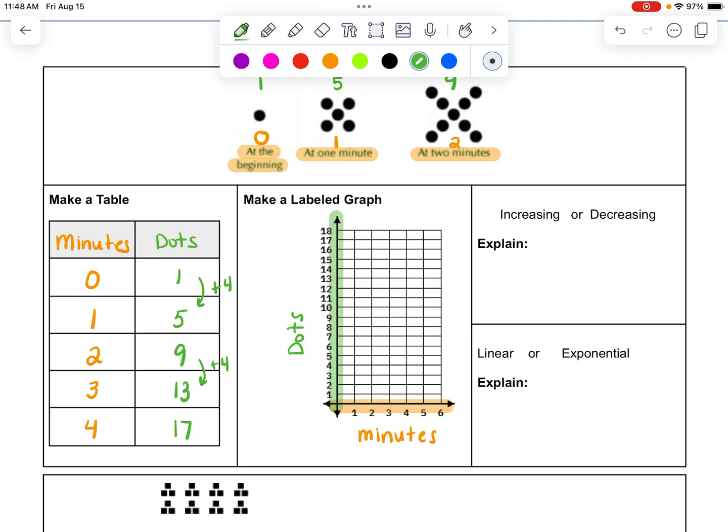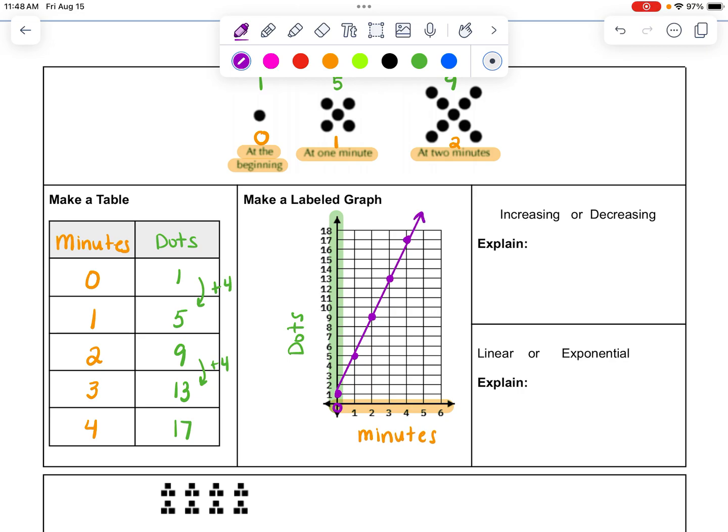Now I'm going to graph my points. When there were 0 minutes, which is right here, there was 1 dot. When there was 1 minute, there were 5 dots. 2 minutes, there's 9. 3 minutes, there's 13. 4 minutes, there's 17. And then I'm just going to connect those dots to make a graph.